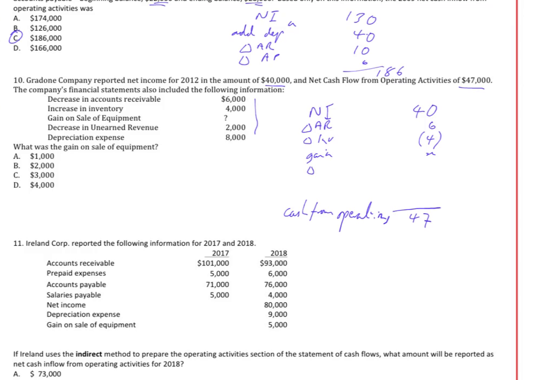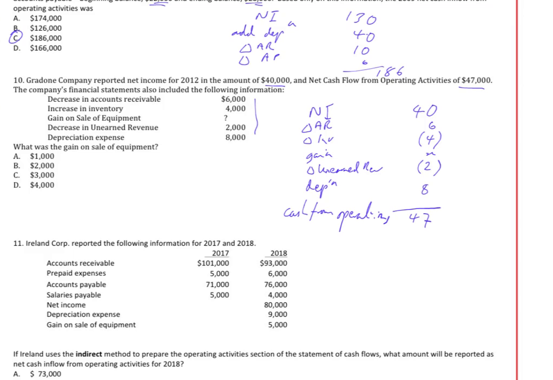There's a change in unearned revenue. Remember, unearned revenue is a liability, so this decrease in unearned revenue means that we recorded some income but we didn't actually get any cash for it, because the cash was received in the previous period. So this decrease in a liability, unearned revenue, is going to be a reduction in this list, and depreciation expense we know is going to be an add back, because depreciation is something we recorded as an expense but doesn't involve the movement of cash. So that was our 8,000 add back.